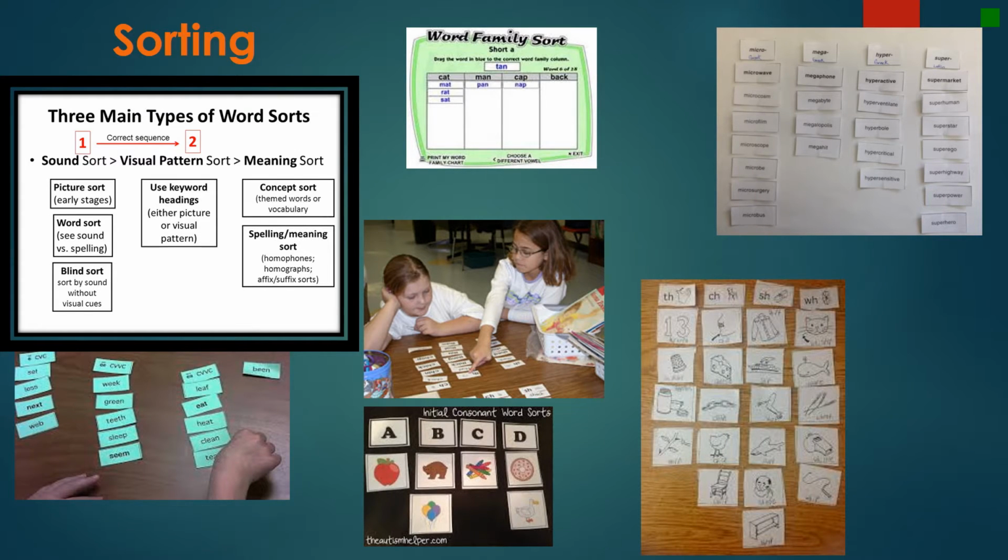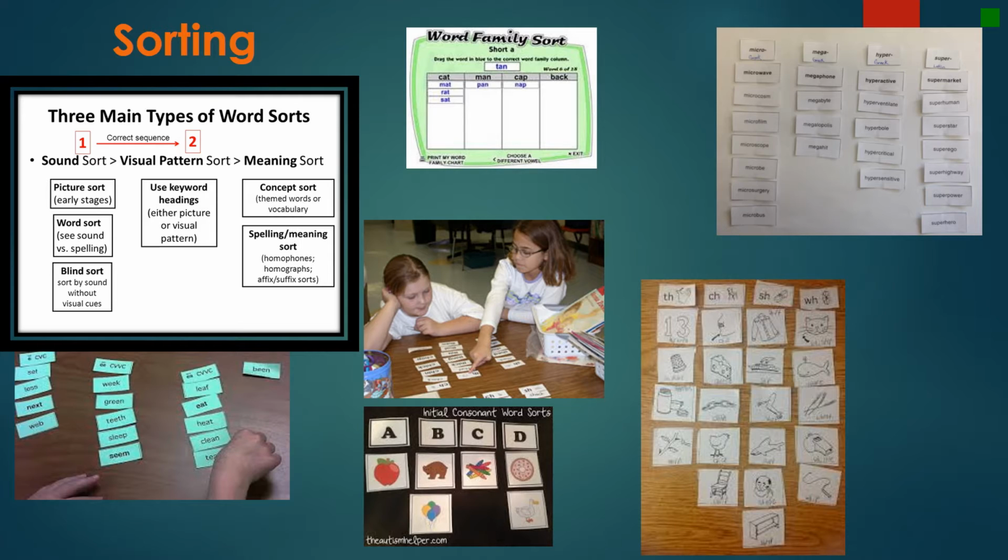Now, I want to spend the most time talking about sorting because this may be what some of you are most unfamiliar with. There are three main types of word sorts. We can have picture sorts, which are usually used at the early stages of spelling. We can have word sorts, where they're thinking about the sound versus the spelling. And then we can have blind sorts, where they're sorting by the way a word sounds without visual clues. We use keywords or headings when we're sorting, and that's important when you're doing a visual pattern sort or a picture sort. We also can have concept sorts.